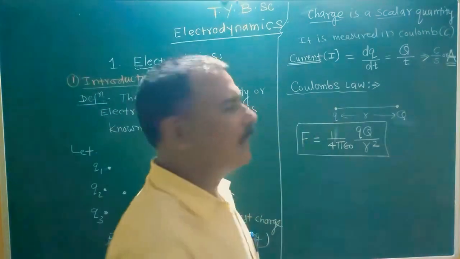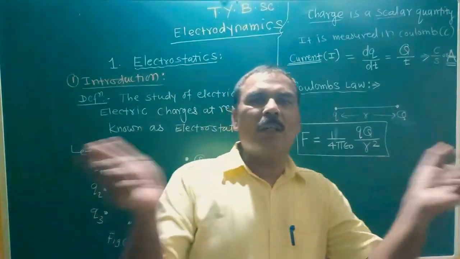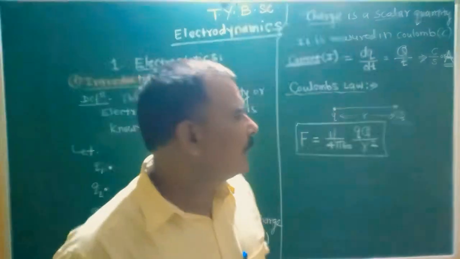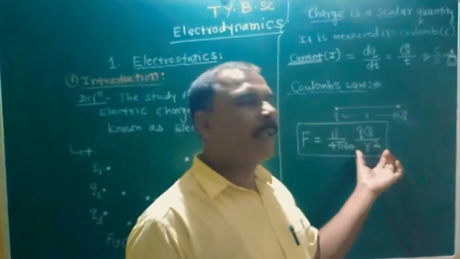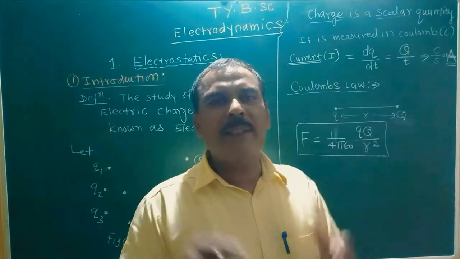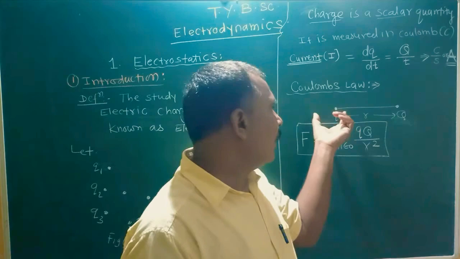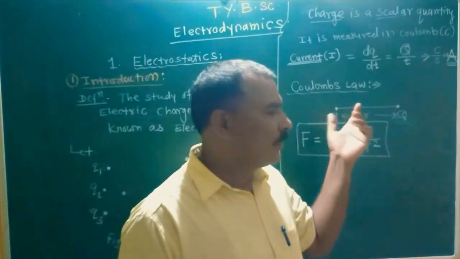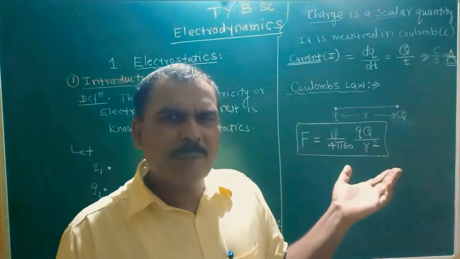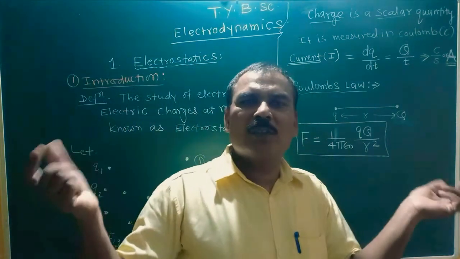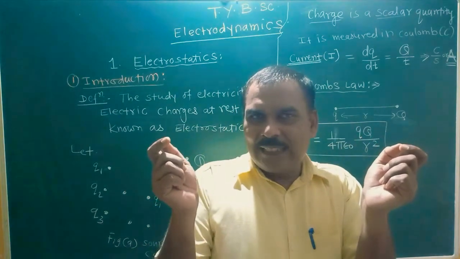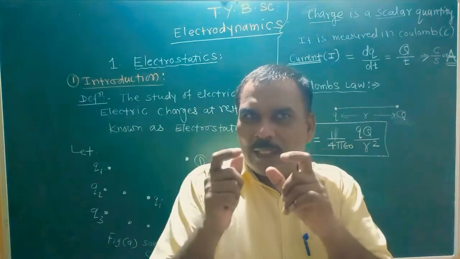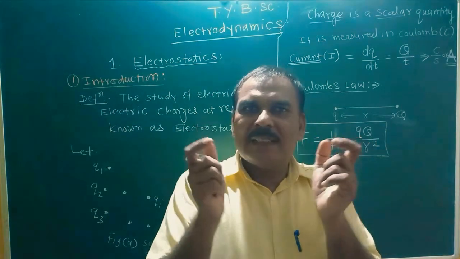This is the basic formula for force. The force of attraction or repulsion between any two point charges is directly proportional to the product of their charges and inversely proportional to the square of the distance between them. This is the basic statement of Coulomb's law. Here we consider two positive charges, or two negative charges, or one positive and another negative. When two like charges are there, there is repulsion, and when two unlike charges are there, there is attraction.